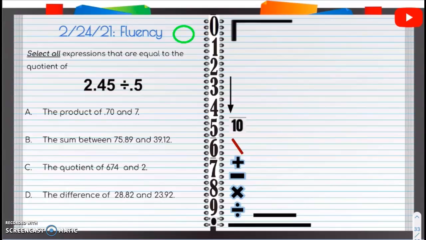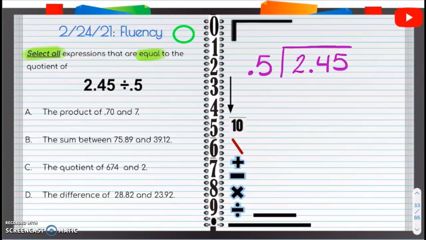For our fluency, we're going to select all expressions that are equal to the quotient of 2 and 45 hundredths divided by 5 tenths. So we need to make sure we select all of the ones that are equal to it. So let's take a look. First of all, 2 and 45 hundredths divided by 5 tenths.